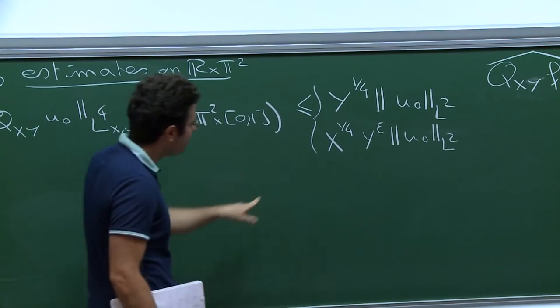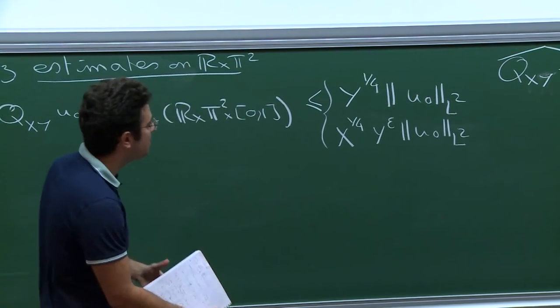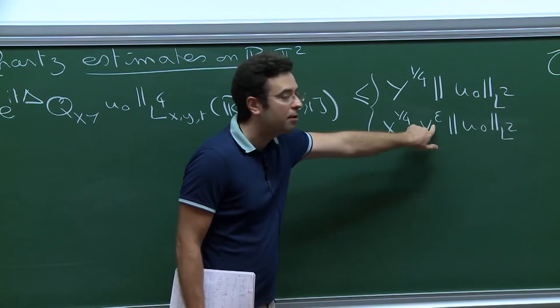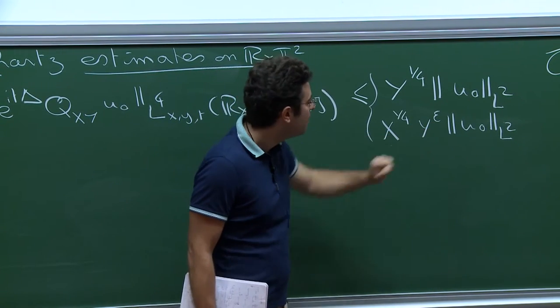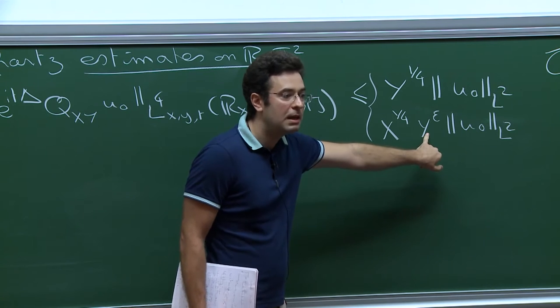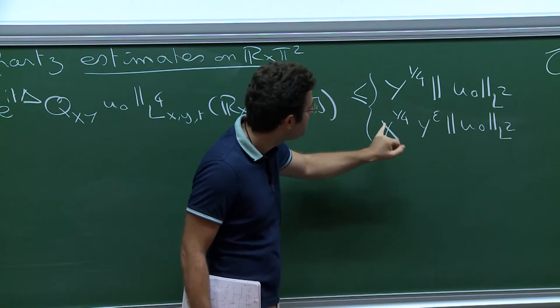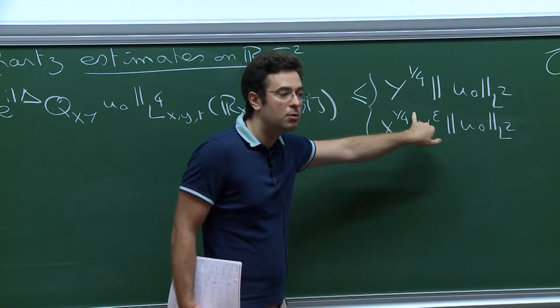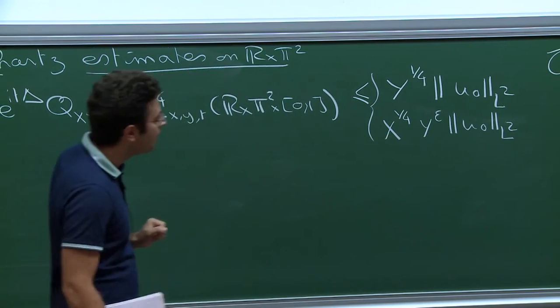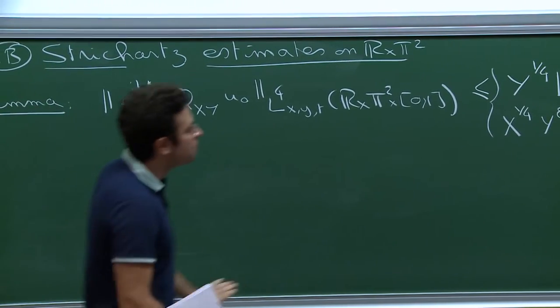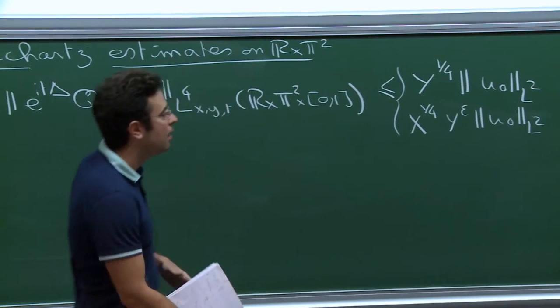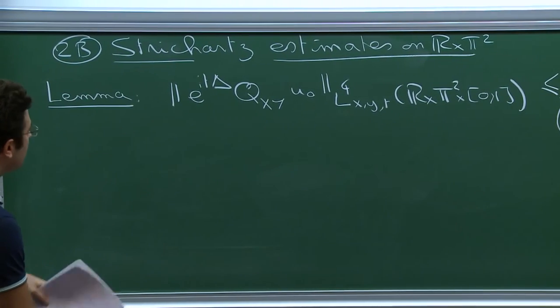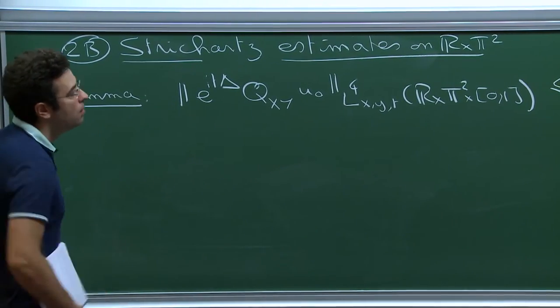And so here, this is not quite optimal in the sense that the total number of derivatives is 1/4 plus epsilon. But at least you need to pay a price in Y. So maybe you could make it 1/4 minus epsilon, that I don't know. But you cannot completely avoid the loss in Y.